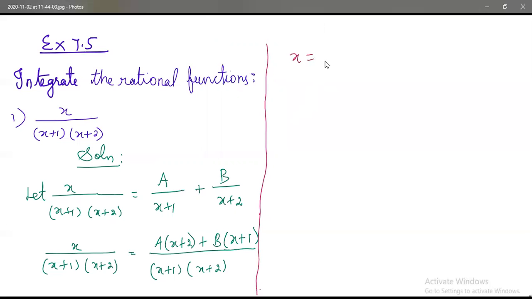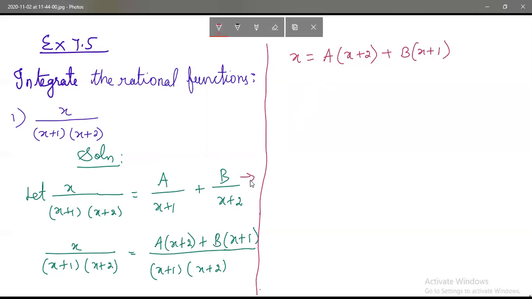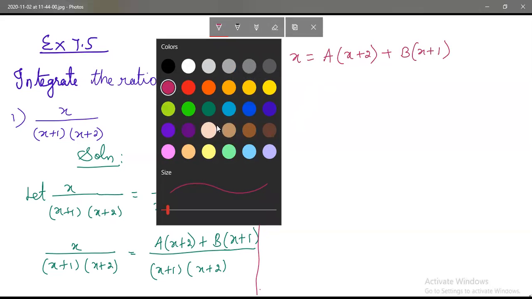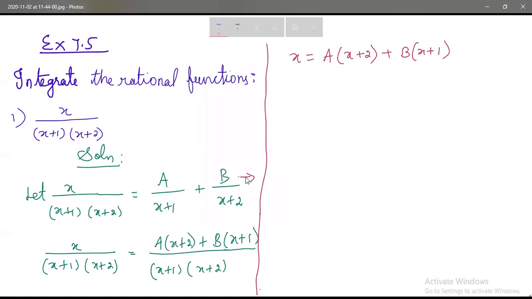So you're getting x is equal to A into (x plus 2), and you can multiply inside so that it will be easy for you to compare the coefficients of x, plus B into (x plus 1). So you have to find A and B and substitute them, and then we will integrate it. What do you get for A and B by equating the coefficients of x and the constants?